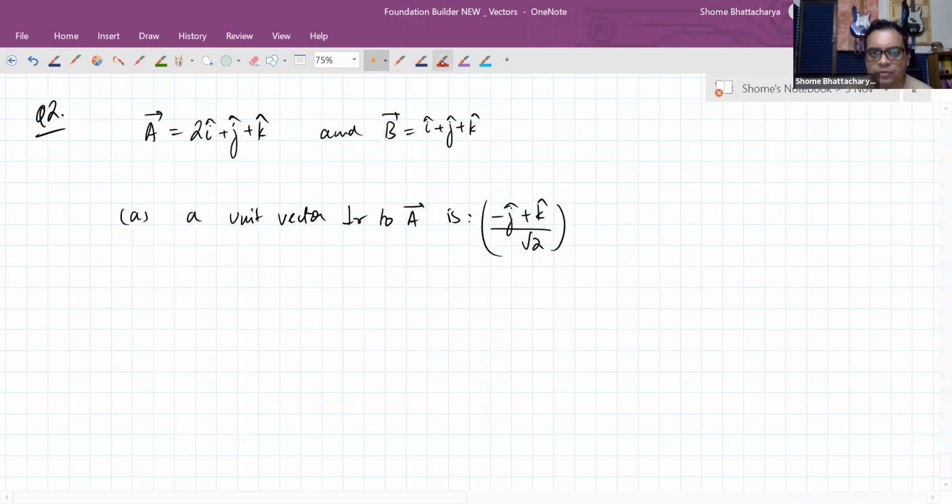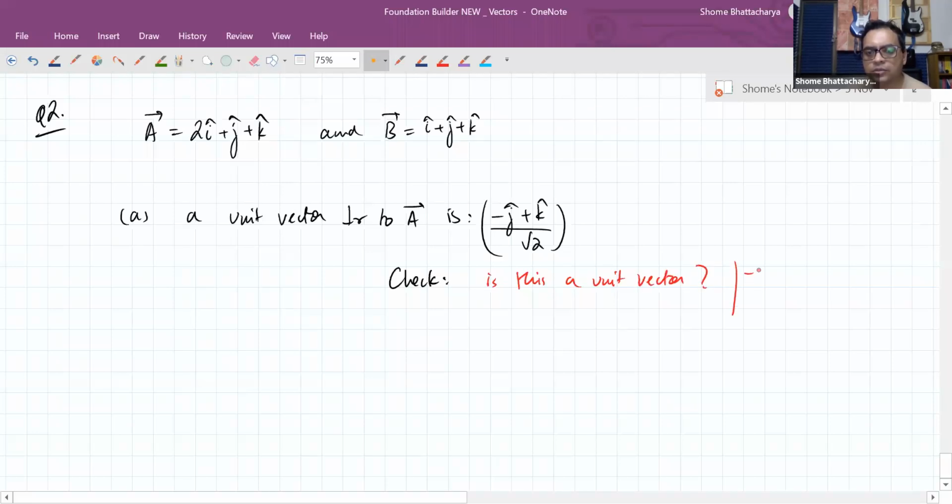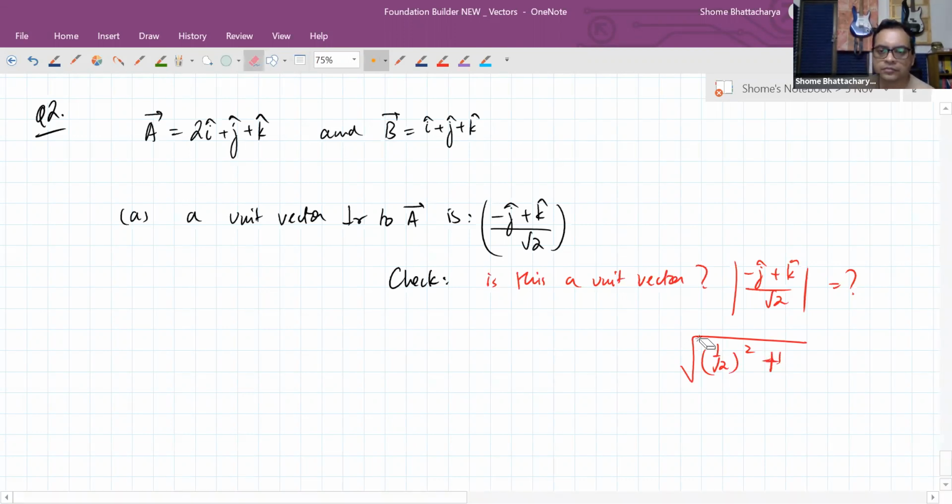Okay. So now to check whether this option is correct or not, we should first of all see: is this a unit vector? So we should check its magnitude. We should check its mod. So we can see that it is square root of ... That's 1. So fine, it's a unit vector.